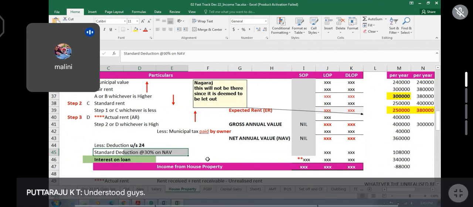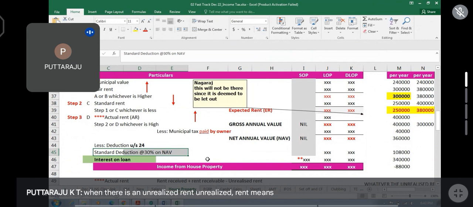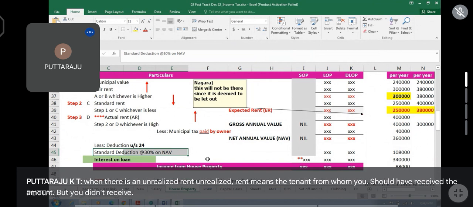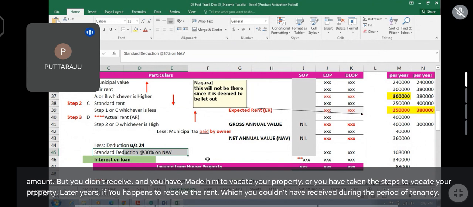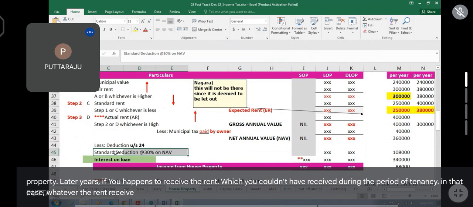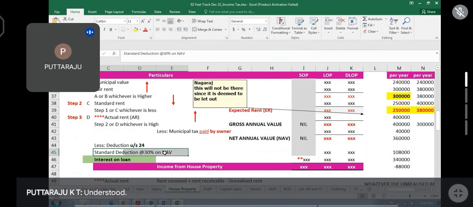Understood, guys? Sir, could you please repeat that, sir? When there is unrealized rent, it means the tenant from whom you should have received the amount, you didn't receive, and you have made him vacate your property, or taken steps to vacate him. If in later years you happen to receive the rent which you couldn't receive during the period of tenancy, in that case, from the rent received you can claim 30% standard deduction, and only the balance 70% becomes taxable. Understood? Yes, sir.